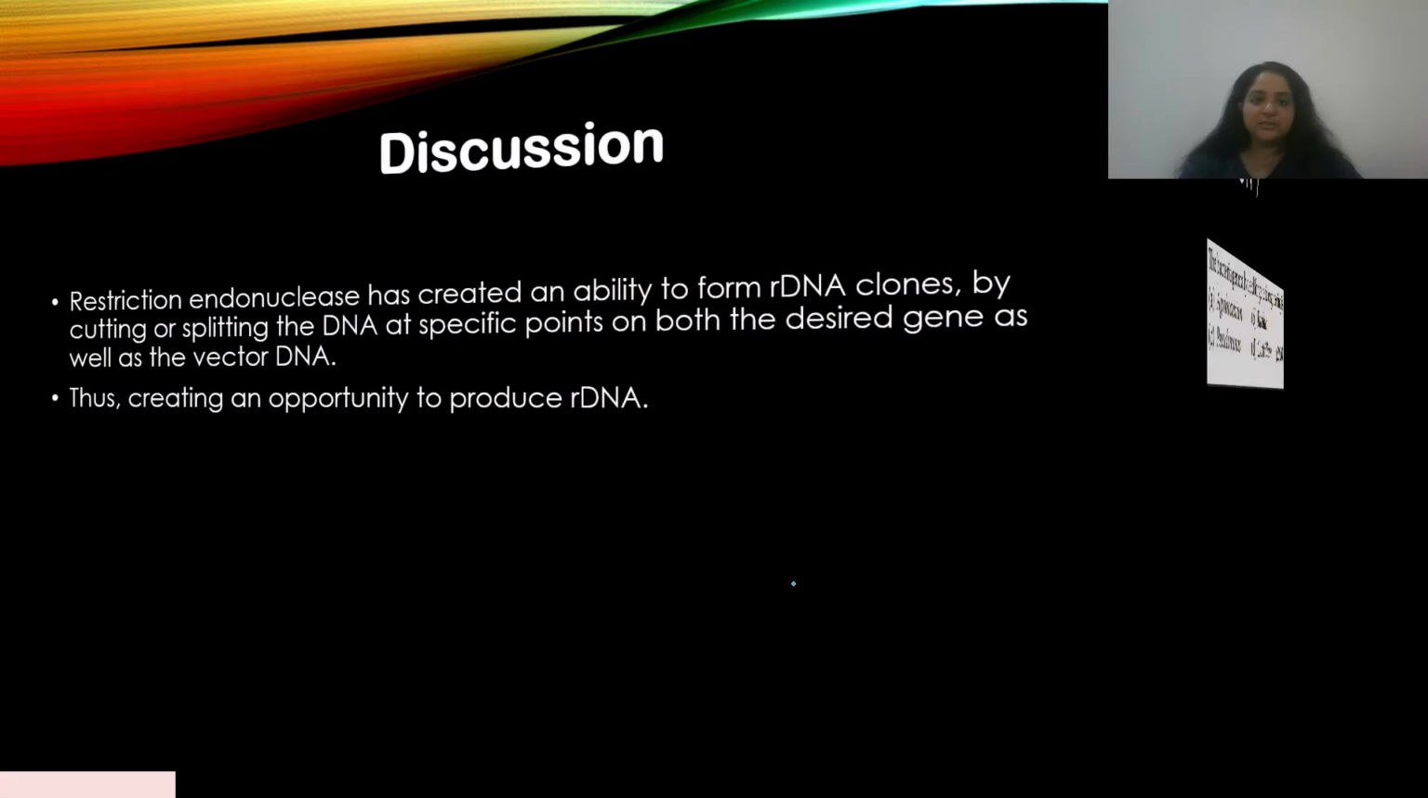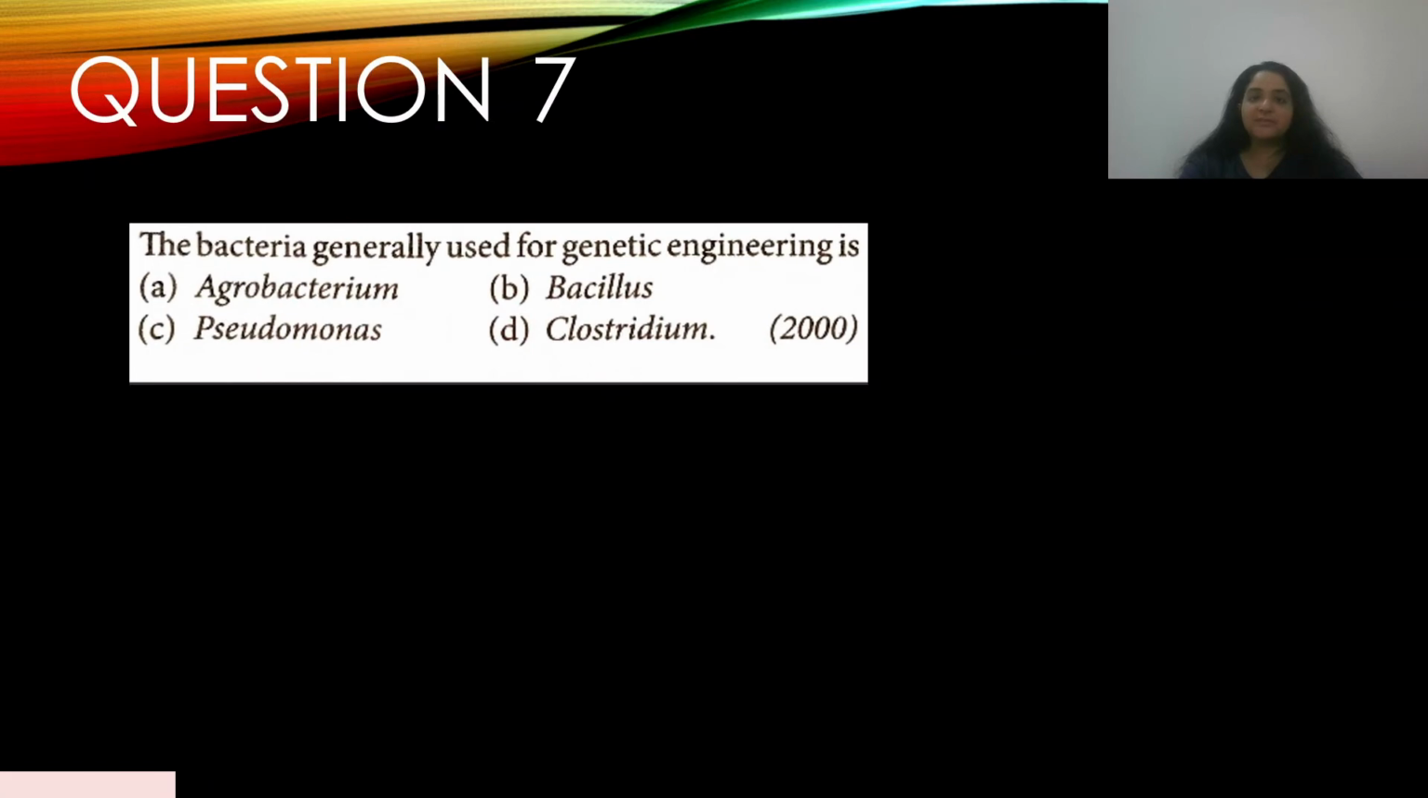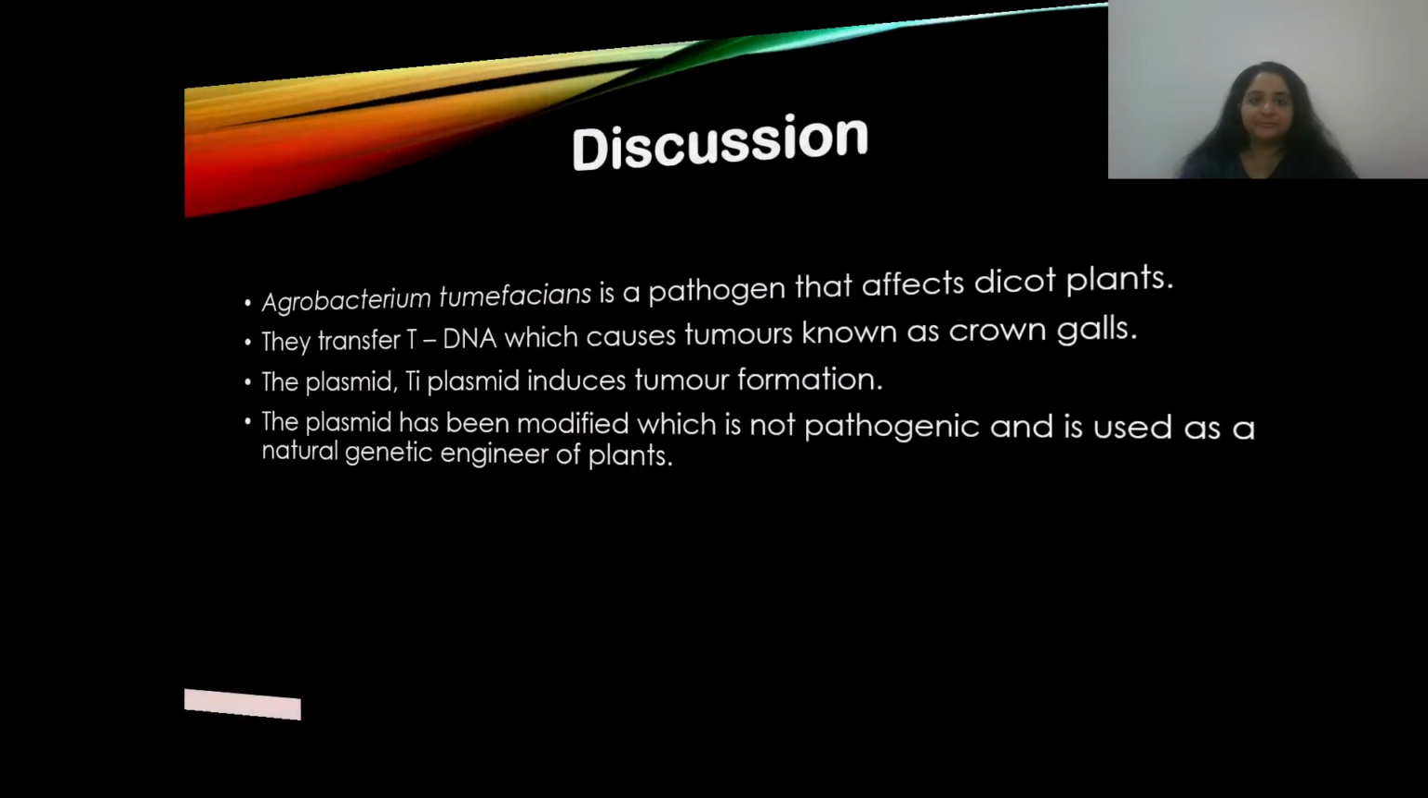All right, let's move on. Question number 7. The bacteria generally used for genetic engineering is, this appeared in the year 2000: A. Agrobacterium, B. Bacillus, C. Pseudomonas, D. Clostridium. So the answer is A, Agrobacterium.